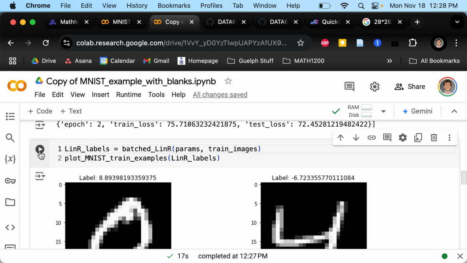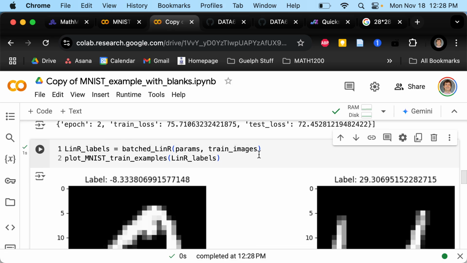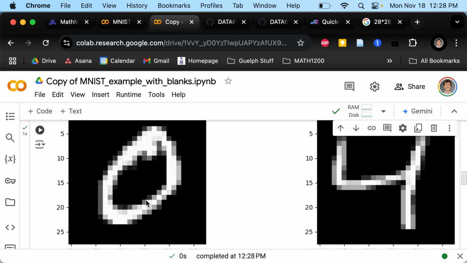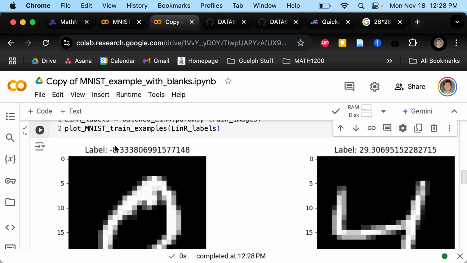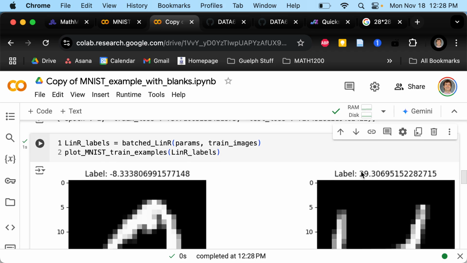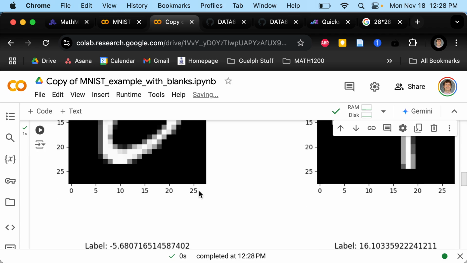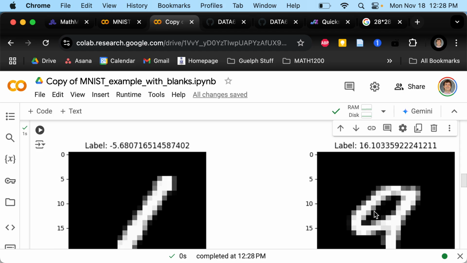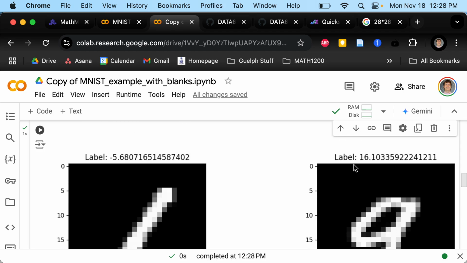So here I'm going to plot some examples. I took some examples, and here is the picture, and here's what we think it is. This obviously looks like a 0. Our model thinks it's a -8. Not great. This one is a 4. This one thinks it's a 29. Also not great. This is a 1. This thinks it's a -5. Oh, ooh. This 9, it thinks it's 16.